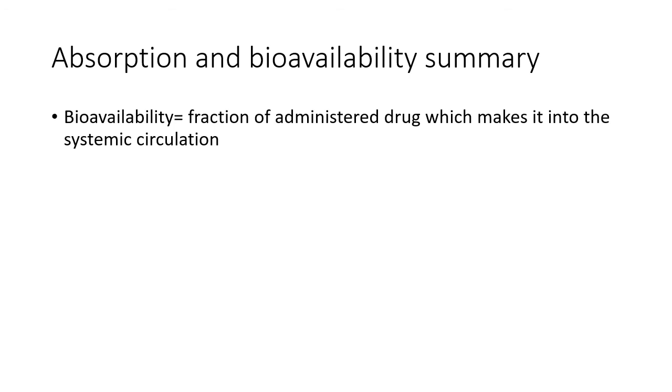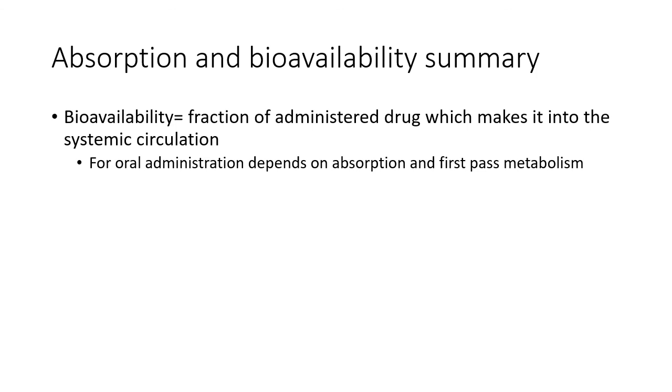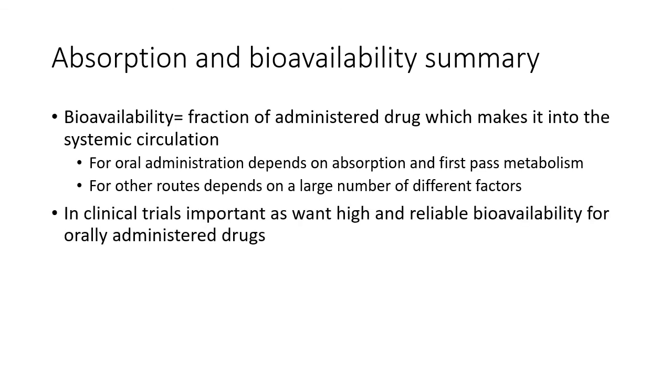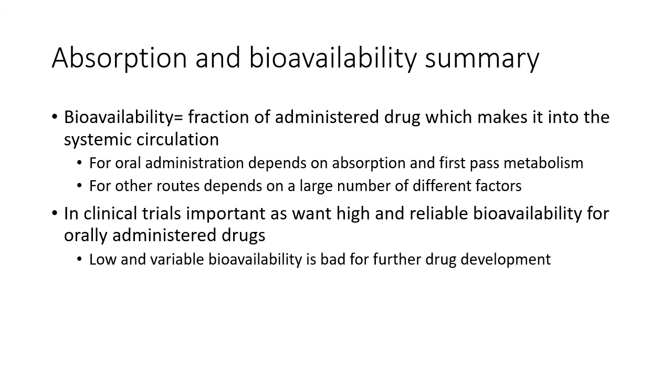So to summarize absorption and bioavailability. Bioavailability is the fraction of the drug which makes it into the systemic circulation. For oral administration, it requires two processes. One is absorption, and the second one is first pass metabolism past the liver. For other routes, it depends on a large number of different factors, particularly to do with that route. In clinical trials, it's important because ideally you want high and reliable bioavailability for orally administered drugs, and low and variable bioavailability is bad for further drug development.